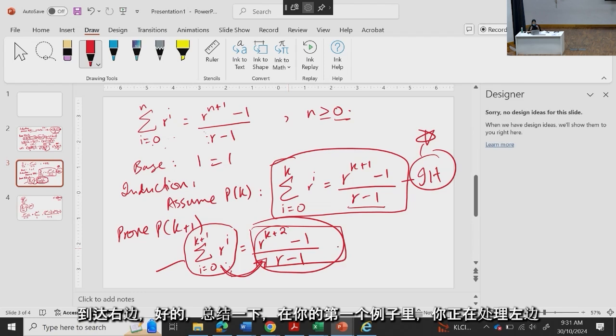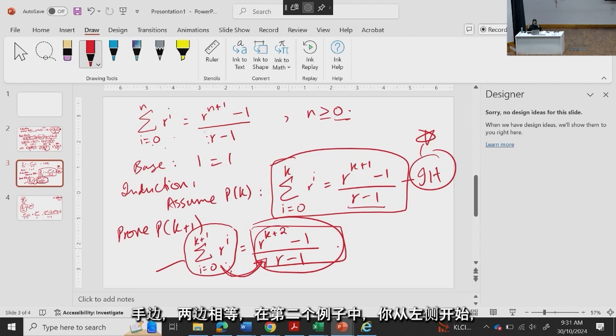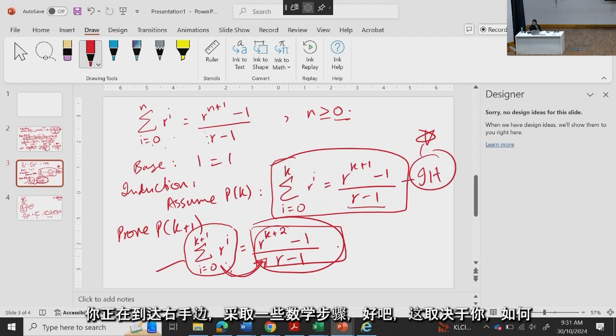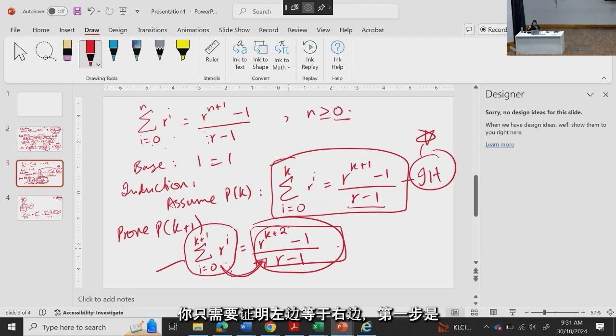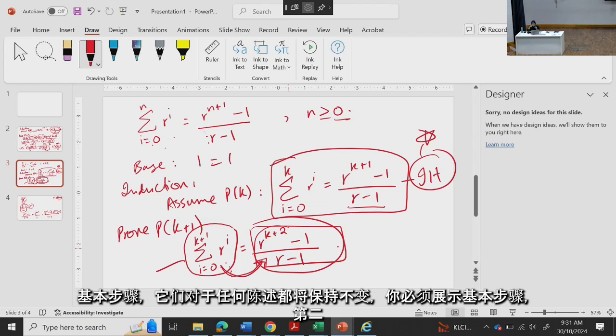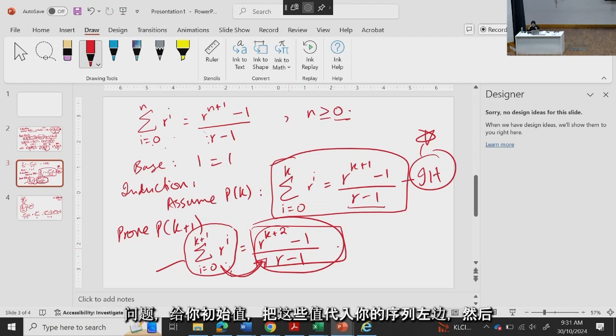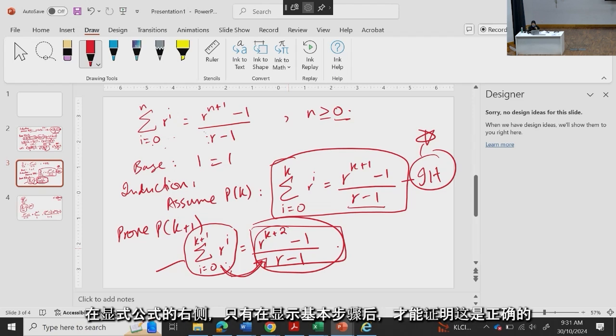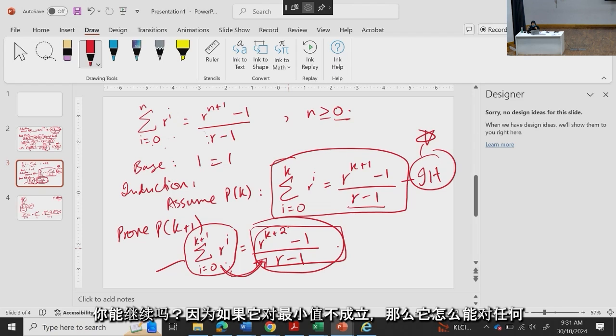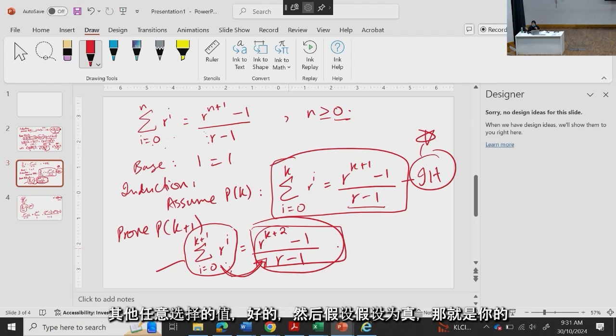Okay, so to summarize, in your first example, you are dealing with both hand sides equally. In the second example, you are starting from the left hand side and reaching the right hand side, taking some mathematical steps. Okay, that's up to you how you show. You just have to show that left hand side is equal to right hand side. First step is base step. They will remain the same for any statement. In your base step, look at the question, the initial value is given to you. Plug in those values in your sequence, the left hand side, and in the explicit formula, the right hand side, and show that to be true. Only after you show the base step can you move forward, because if it is not true for the smallest value, how can it be true for any other arbitrarily chosen value.